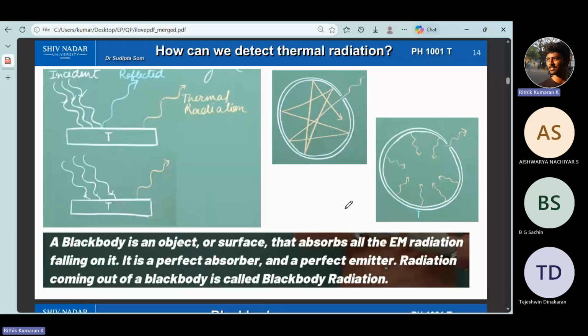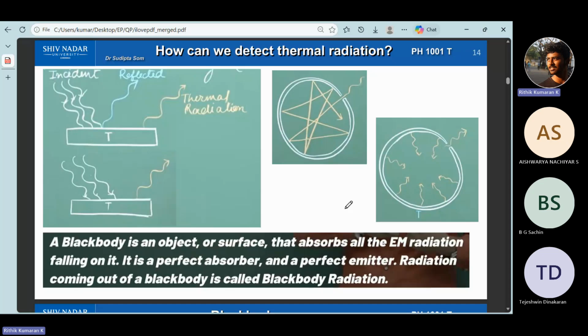So coming on to black body radiation. What is black body radiation? Basically, there's a black body. As the name suggests, it need not actually be black in color. It just has the name black body. A body can be anything, a surface or an object. When it is able to absorb all the electromagnetic radiation that falls on it, it is called a black body.